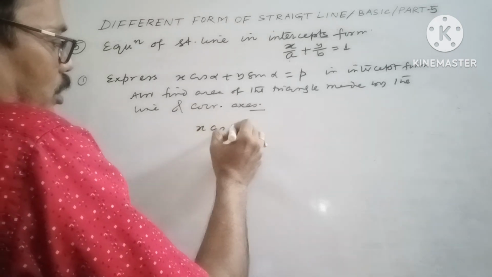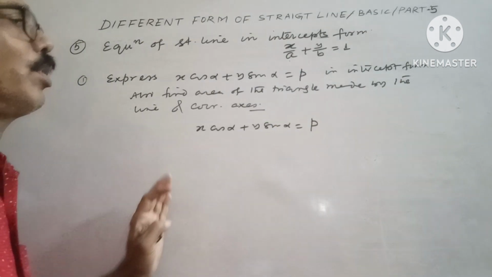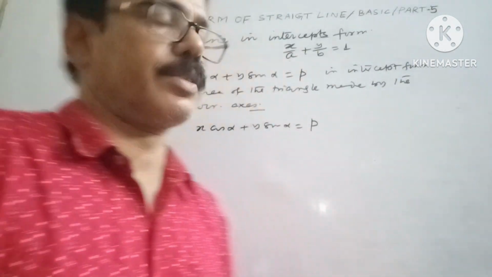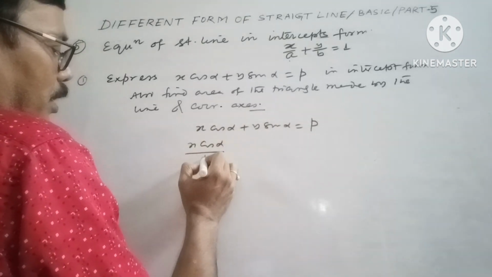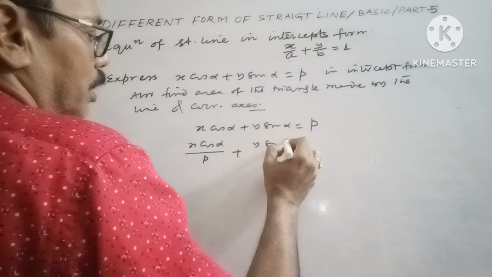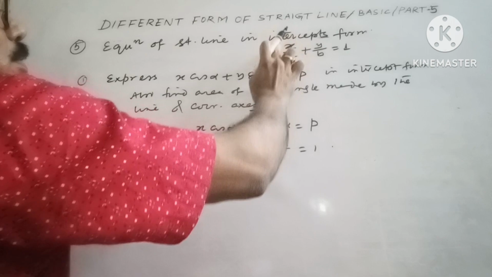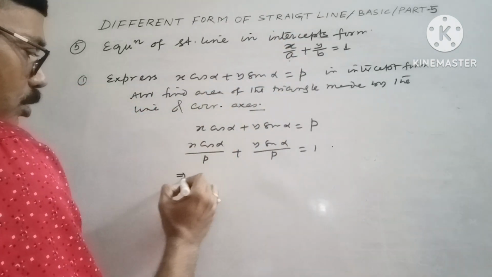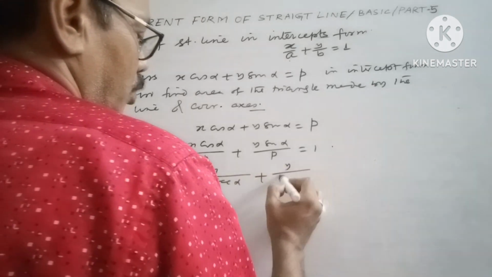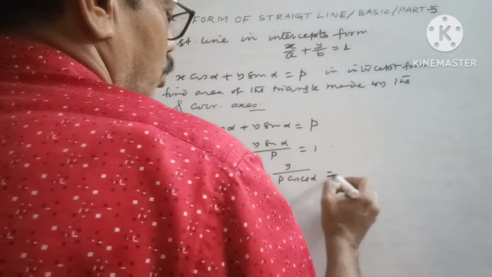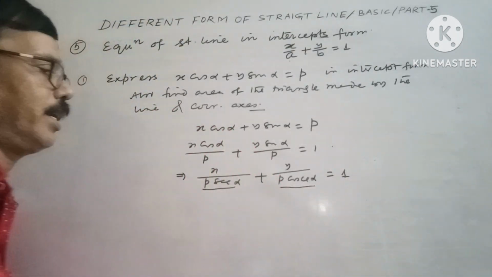So look, x cos alpha plus y sin alpha equals p. Now you have to put it in intercept form. So the right-hand side is 1. x cos alpha by p plus y sin alpha by p equals 1. Now the coefficient of x in the numerator should be 1. So this implies x by p sec alpha plus y by p cosec alpha equals 1. So this is the x-intercept and this is the y-intercept.